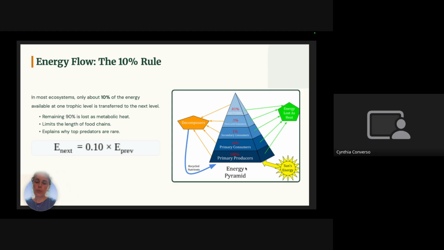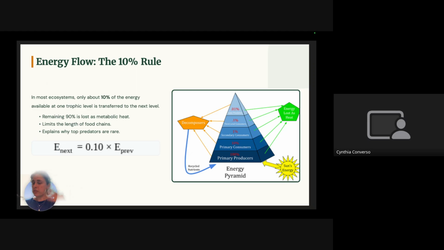Right. One of the important rules to trophic levels is that only 10% of the energy actually makes it to the next level. Right. So I'm going to read this off. In most ecosystems, only about 10% of the energy available at one trophic level is transferred to the next trophic level, right? So if the primary producers are producing 100% of the energy for the ecosystem, only 10% makes it to the herbivores, right? So only 10% actually gets incorporated into the herbivores for its own use. That's because the 90% is used for its own use.